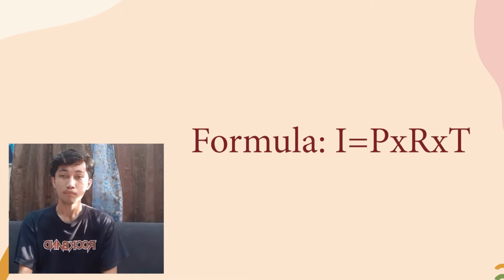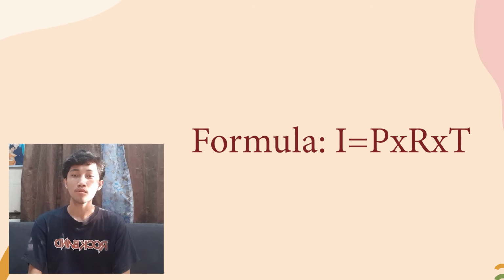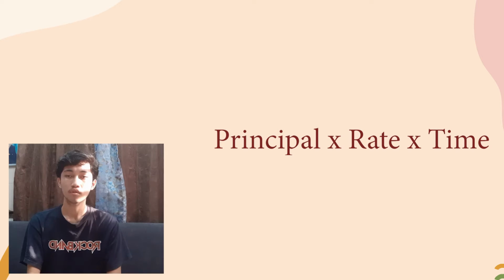So we will use this formula. Interest equals P times R times T. To find the interest, we just need to multiply principal, rate, and time. So now, we will solve the problem.